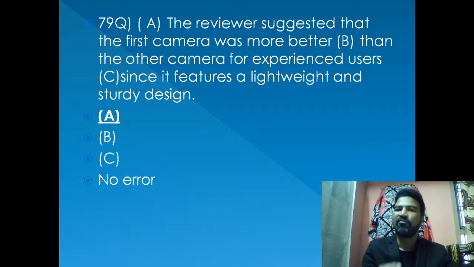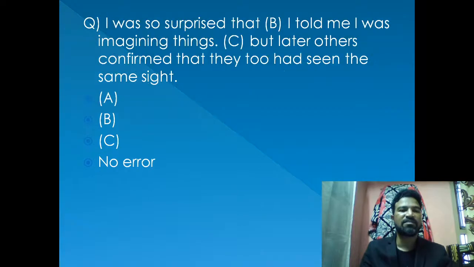It should be: the reviewer suggested the first camera was better than the other camera for experienced users since it features a lightweight, sturdy design. So more need not be inserted in that particular framing. It should be the camera was better than. More is not required because better and more both indicate comparative forms. So therefore, the error is in part A of the sentence.